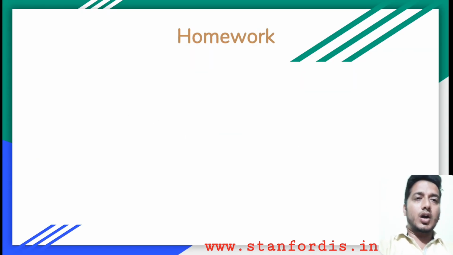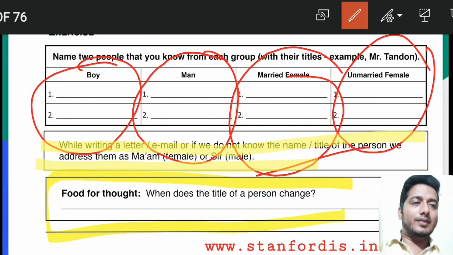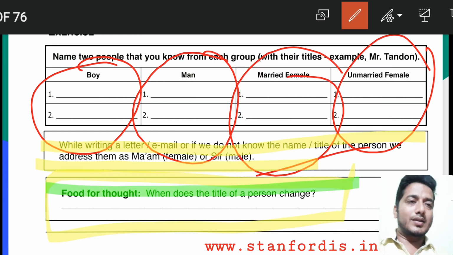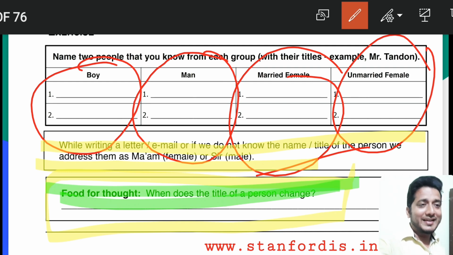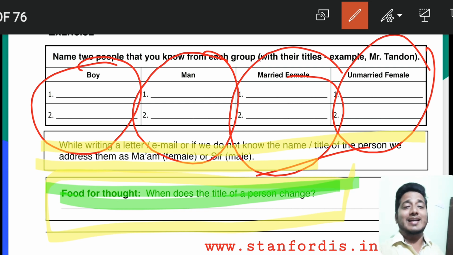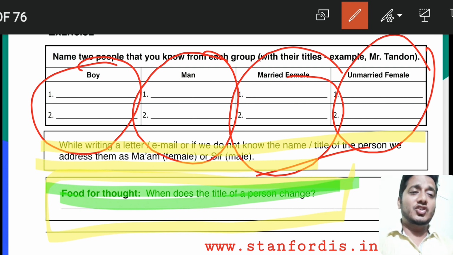Let's have a look at the homework. Actually, it is not coming here. So this is your homework. You are going to answer this question as homework: when does the title of a person change? If you know the answer, write in the comment section, because I'm going to ask the same question today in group discussion. Second thing, if you don't know the answer, please rewatch the video, because I have explained very briefly what and when the title of a person changes.